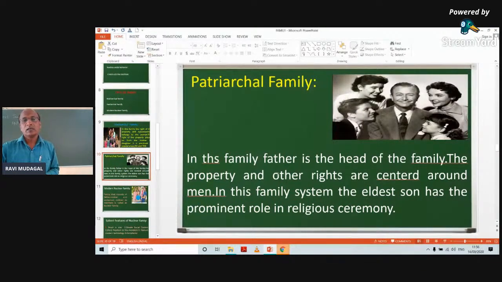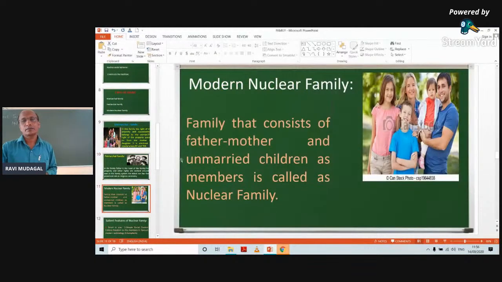Dear students, till now we have studied matriarchal family, patriarchal family, the characteristics of the family, and the meaning of the family. Now let's move on to the next type of family, that is, the modern nuclear family. What is the meaning of modern nuclear family? Try to understand what a modern nuclear family is.